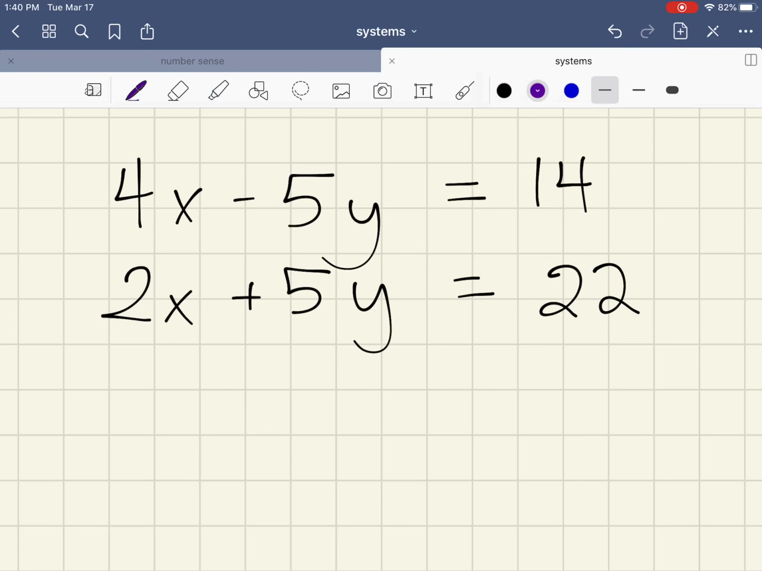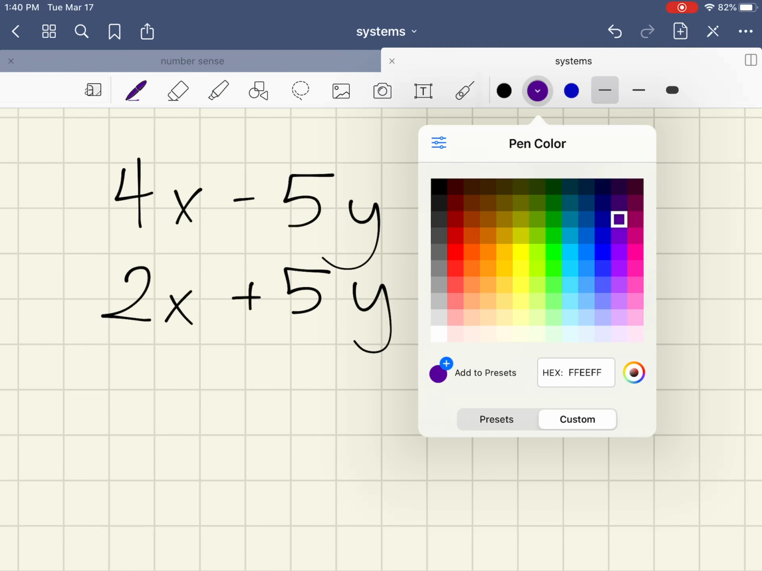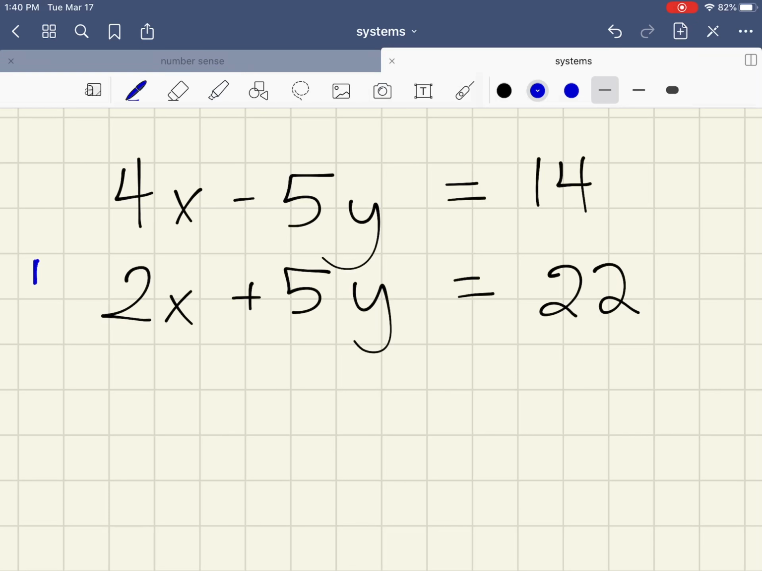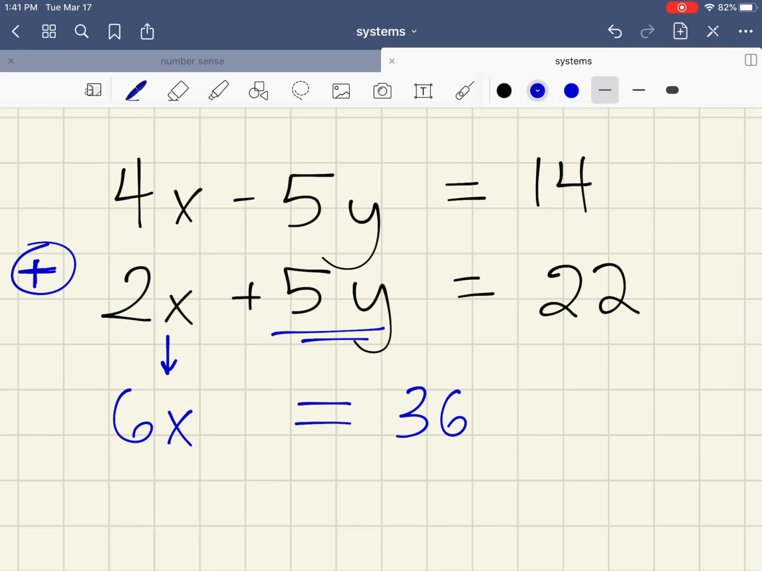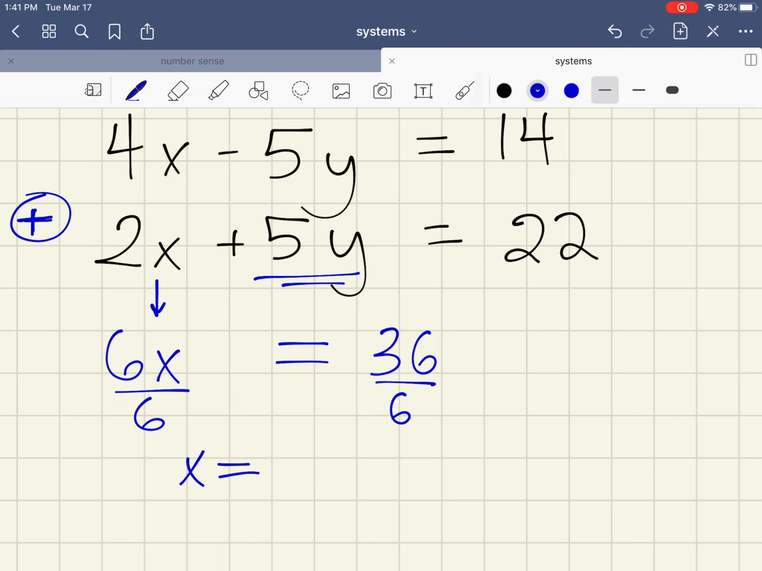Here's our second video on elimination. So a lot like the last problem, if I were to add straight down the two equations, I would get 6x. The y's would cancel, so they're eliminated from this equation, and I would get 36. Divide by 6, and I quickly find x is equal to 6.